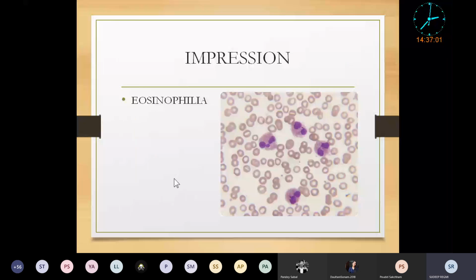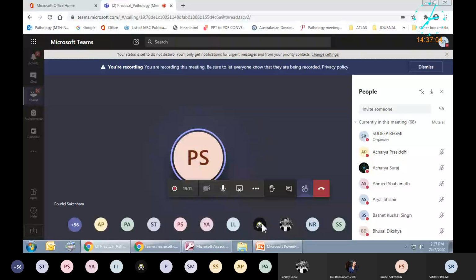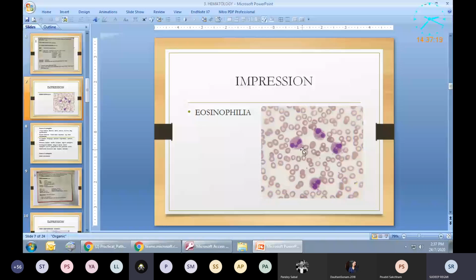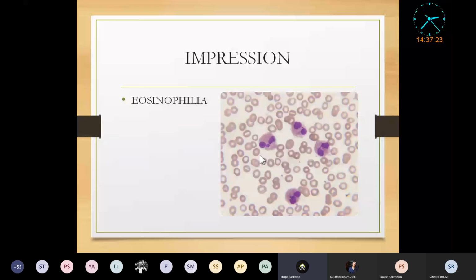This one, Sankalp Thapa. Now you have to tell why this is an eosinophil. Sir, it has a bilobed nucleus. Very good. And reddish granules can be seen in the cytoplasm. Eosinophilic granules. We don't say reddish granules, we say eosinophilic granules.